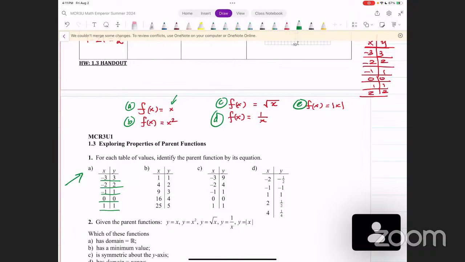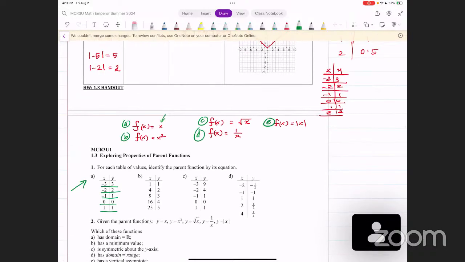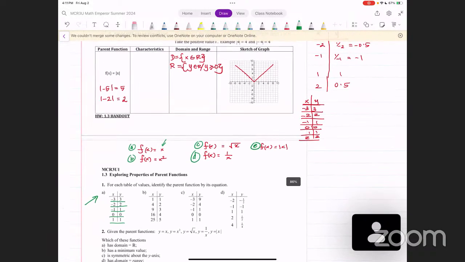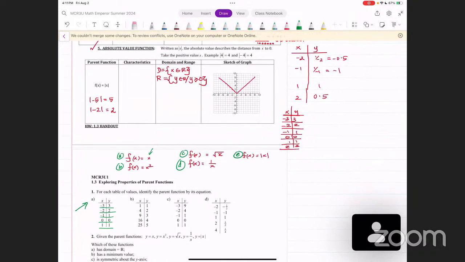So which one, A or B or C or D or E? The answer is on the table. It's on my screen. We just did this. It's an absolute value function, isn't it? For all the negative and positive, you get a positive answer. Absolute value function, isn't it?